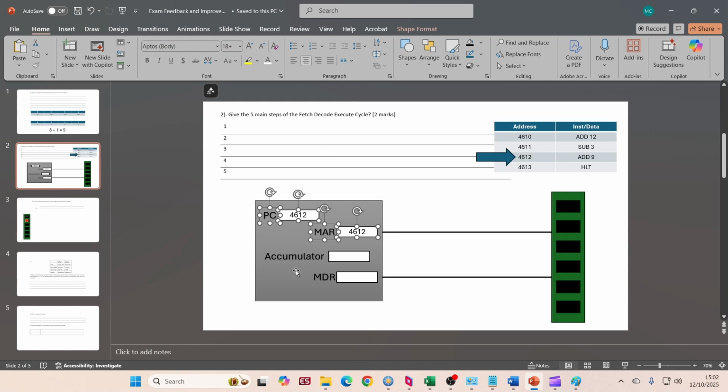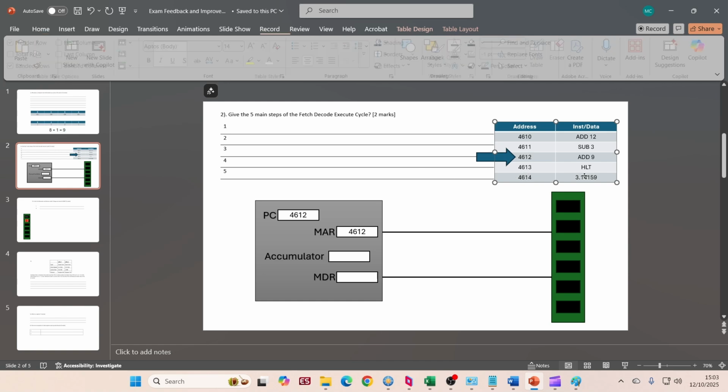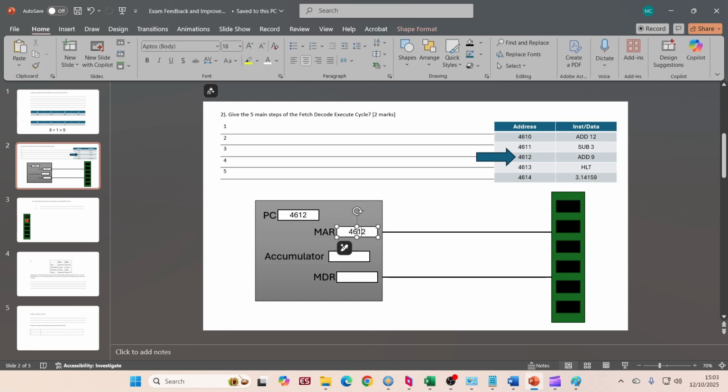So if, for example, we were to save pi into RAM 4614 and put 3.141, oh god, 159, is it? I don't know. 2, something like that. I know one of you out there is going to know pi to like 100 digits. So if I were to load that from memory, okay, fetch it, it would end up in the MDR, because the MDR would have the pi bit and the MAR would have the address I want to load it from.